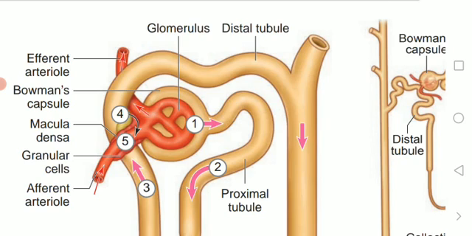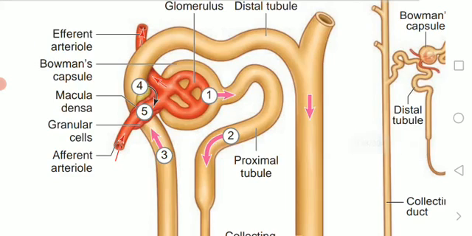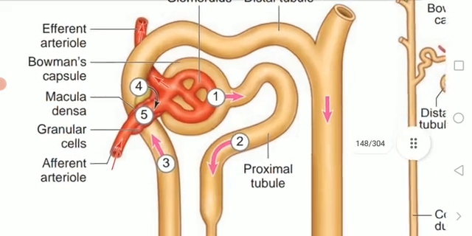One is glomerular filtration. Second is tubular reabsorption. Third is tubular secretion. What do you mean by glomerular filtration? I'll show you one diagram. Here, this part we call the glomerulus. The filtration which takes place in this glomerulus, that we call glomerular filtration.